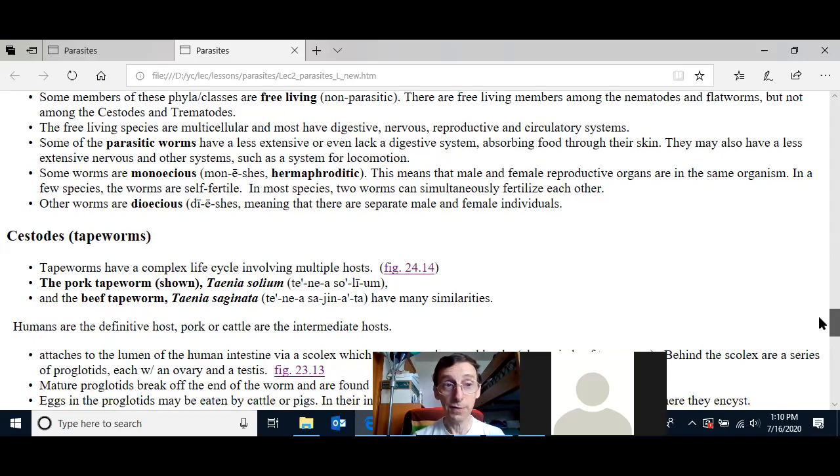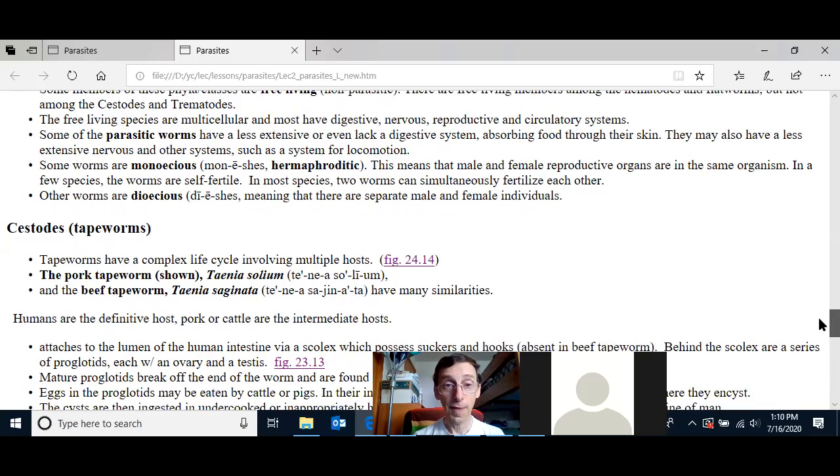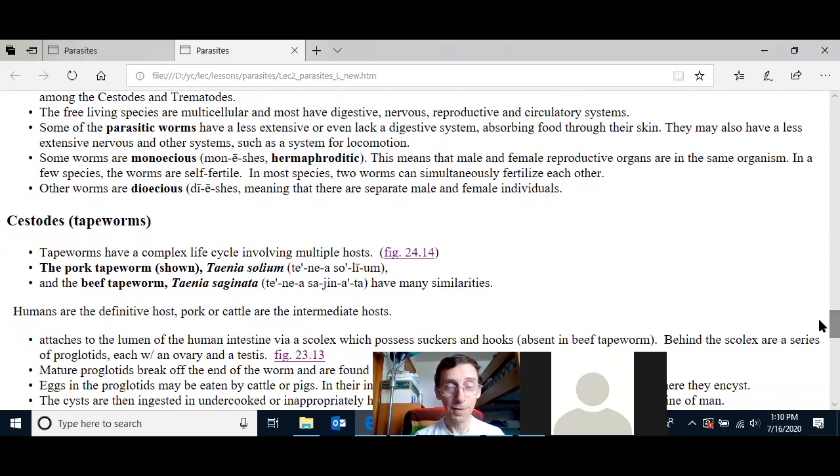In a few species, the worms are self-fertile, meaning that a hermaphroditic worm can fertilize itself. In most species, you need two worms to come together simultaneously, and then they fertilize each other. If you've ever seen earthworms breeding, you need two of them because they're hermaphrodites, but they need to pair up where the male organ is against the female organ and vice versa, and then they fertilize each other.